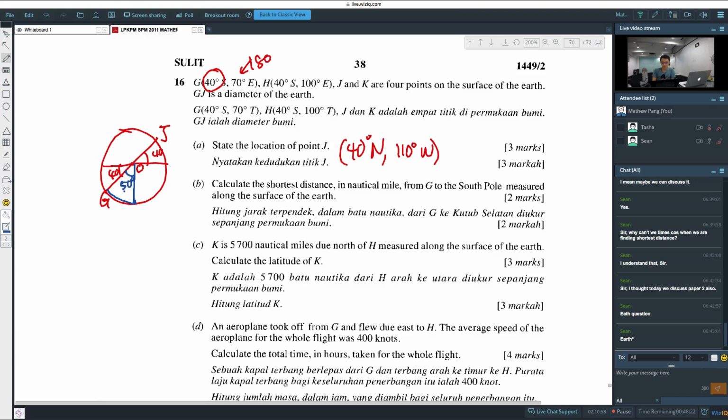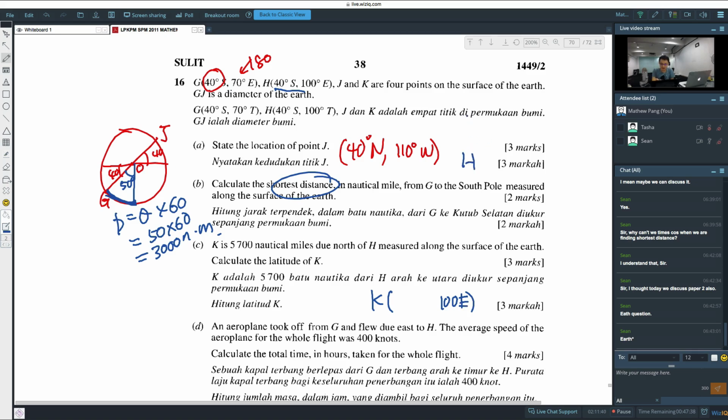Okay, and then for C, K is 5700 nautical miles due north of H. So where is H? Okay, this is H. When I say due north of H, at least I know their longitude needs to be the same. Because if this is H, K is directly above H. Due north means they're directly above. So if H is over here, K will be on the top here. It means both of them are on the same longitude. So I can just copy the longitude of H.